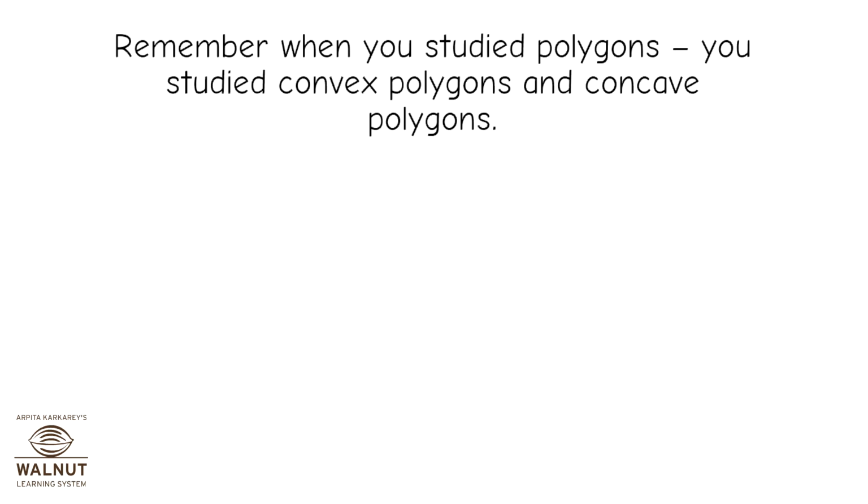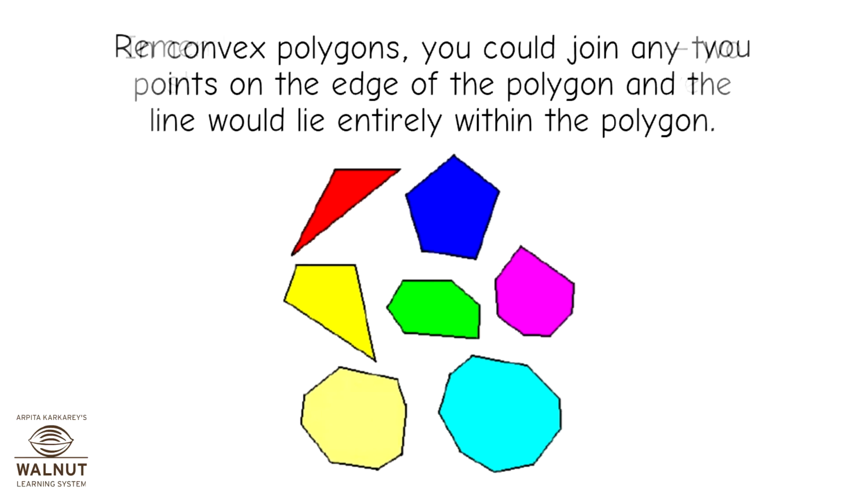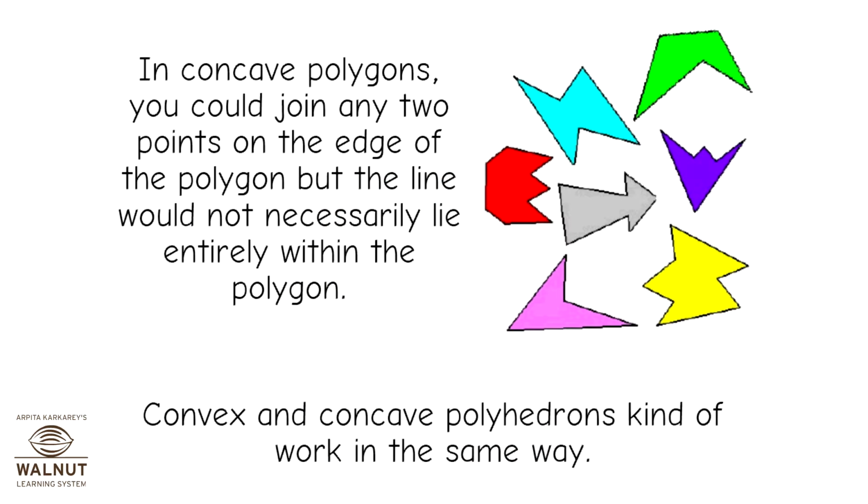Yes. Remember when you studied polygons? You studied convex polygons and concave polygons. What was the difference? In convex polygons, you could join any 2 points on the edge of the polygon and the line would lie entirely within the polygon. In concave polygons, you could join any 2 points on the edge of the polygon, but the line would not necessarily lie entirely within the polygon. Convex and concave polyhedrons kind of work in the same way.